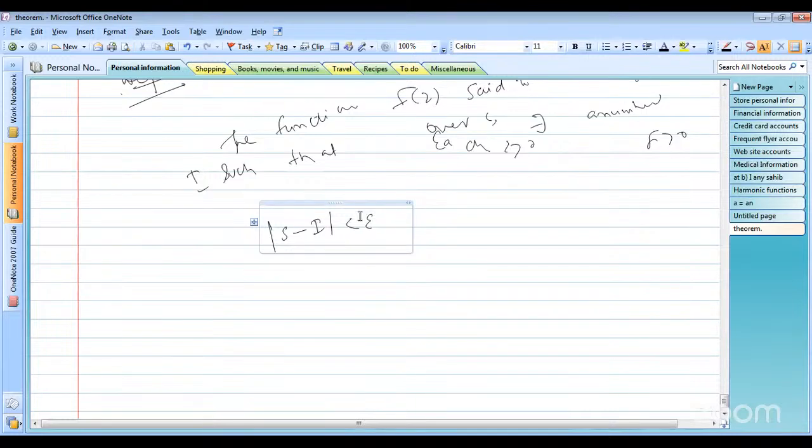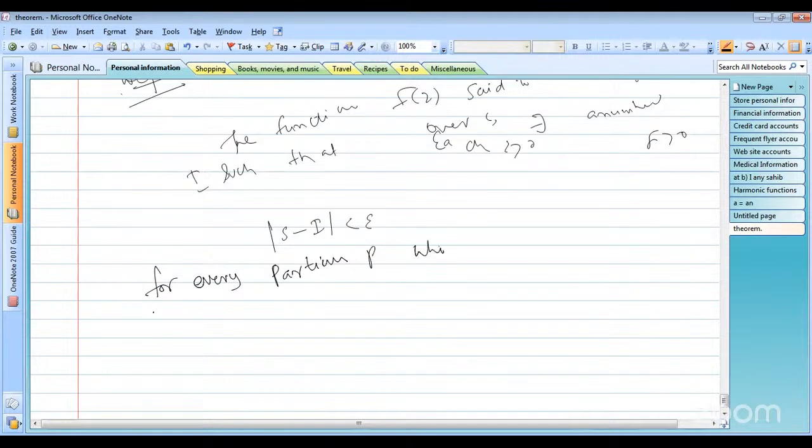For every partition P whose norm is less than the delta, for every choice of alpha. So this I is called the line integral or simply the integral of f of z. So we can write the integration over C of f of z dz is equal to I. That is the basic fundamental value of the complex number integration over C.